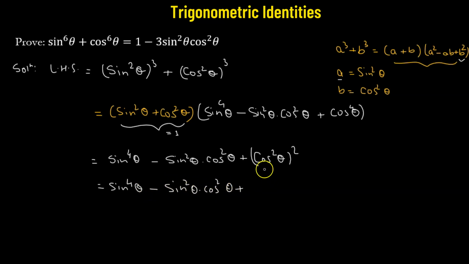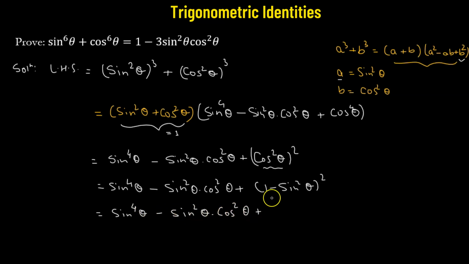What we want to do is convert this cosine squared theta to something in terms of sine squared theta. So we know that sine squared theta plus cosine squared theta equals 1. So cosine squared theta will be 1 minus sine squared theta whole squared. This was going to give us sine theta raised to the power of 4 minus sine squared theta times cosine squared theta. Now we're going to expand this 1 minus sine squared theta whole squared using a minus b whole squared. So we're going to get 1 squared minus 2 times 1 times sine squared theta, so that's simply 2 sine squared theta, plus b squared, which is sine squared theta whole squared.